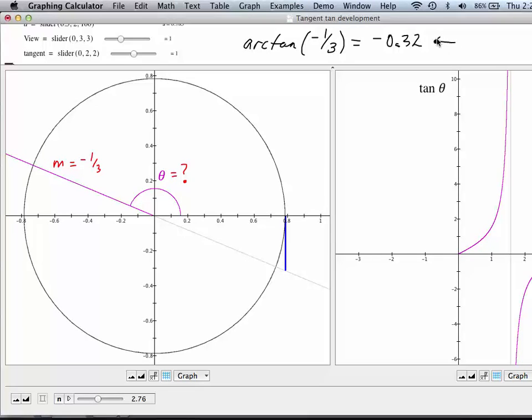So you who said negative 0.32, is your calculator in radians or in degrees? It should be in radians. This is an angle measure, and that's in radians. Is this the answer to our question then? Because I asked for angle measure. No, right? What is negative 0.32 radians referring to in this picture?